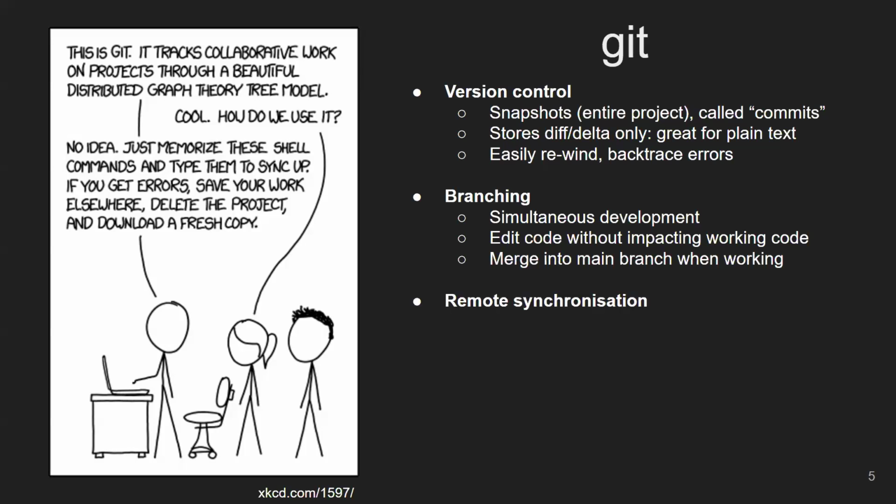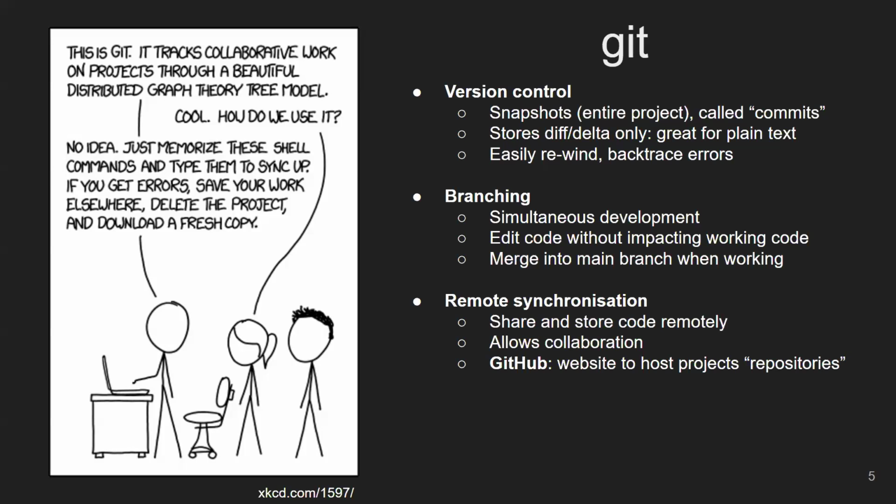The other thing that's very useful with Git is it allows remote synchronization. This is not that flashy anymore now that things like Dropbox and OneDrive and whatever are essentially ubiquitous. But what this allows you to do is synchronize your version of the code with some remote repository. So this allows you to store your code remotely, but it also allows you to share the code very easily with other people, allowing collaboration.